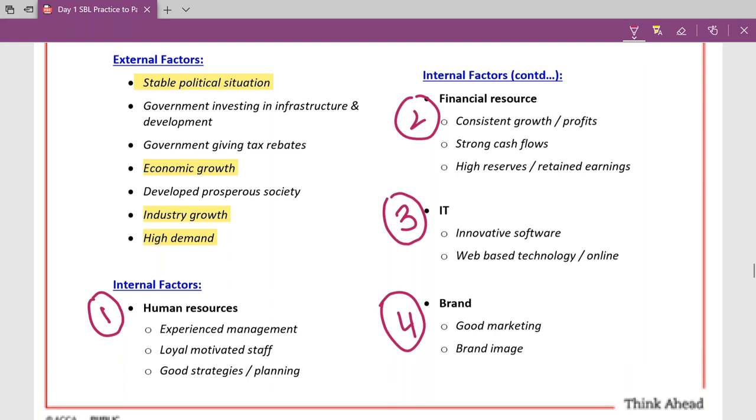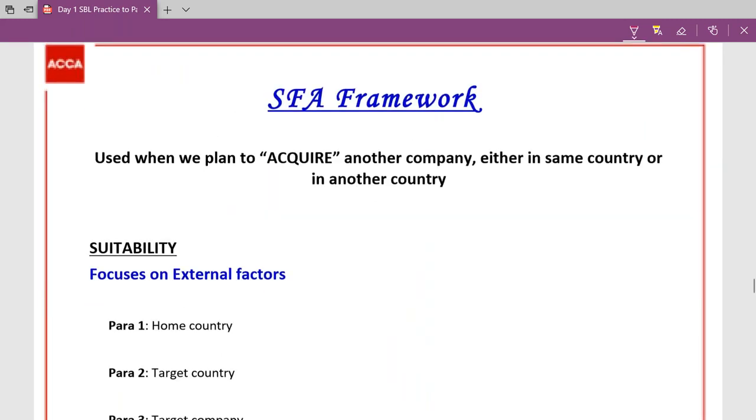Right. So success factors done. The next topic is the SFA framework. It is also called the SAF framework: suitability, feasibility, acceptability, or suitability, acceptability, feasibility. The sequence doesn't matter. Again, I remind you, it is a very, very critical model. This is perhaps the only model which has been asked the most number of times in SBL compared to any other topic or model. And this topic was not asked in the previous attempt, so I believe it might be an important topic for your March 2020 attempt.